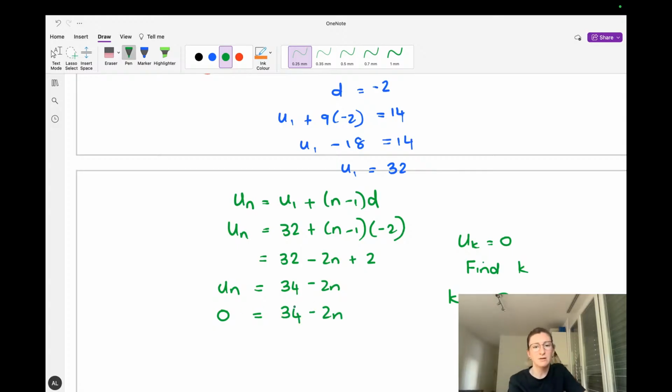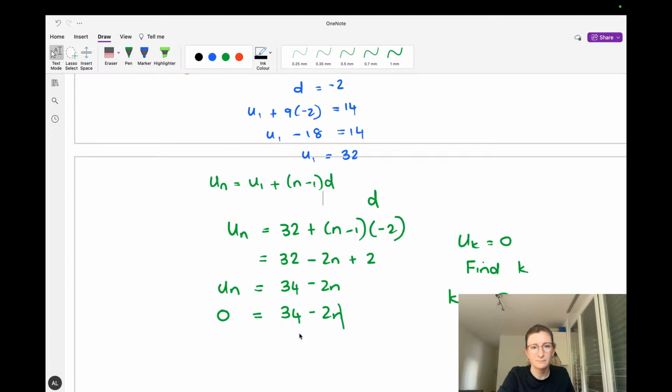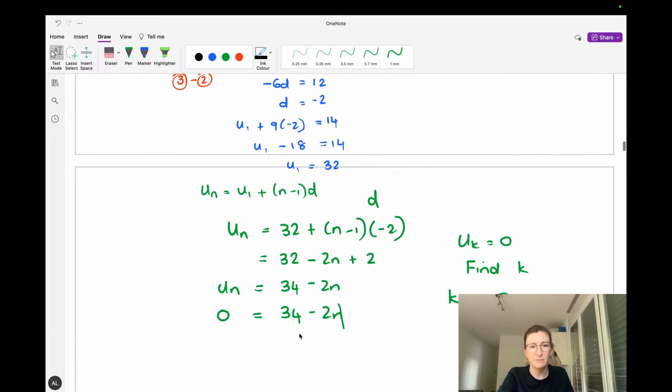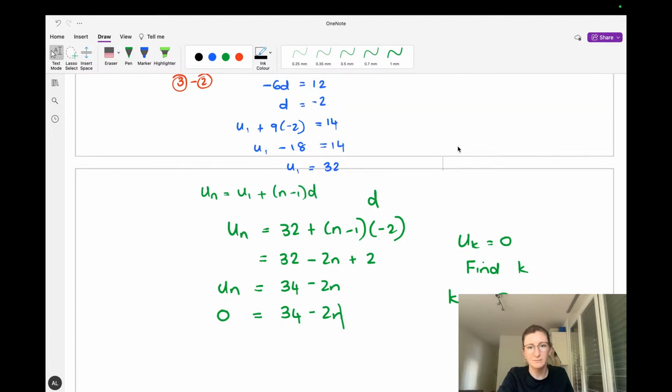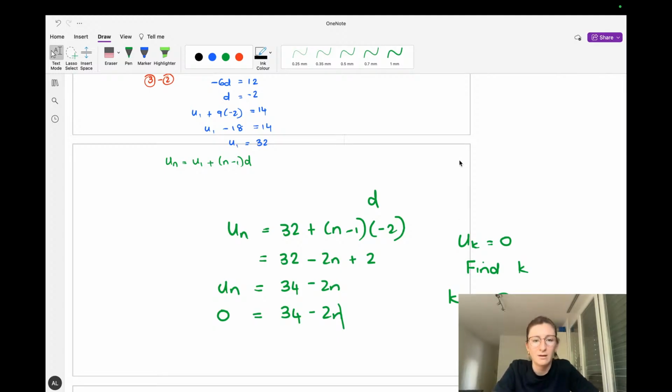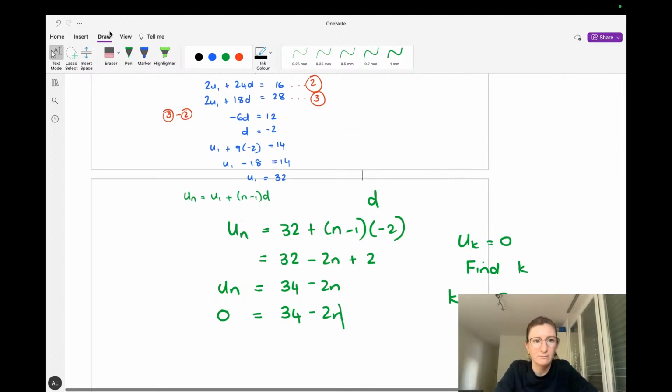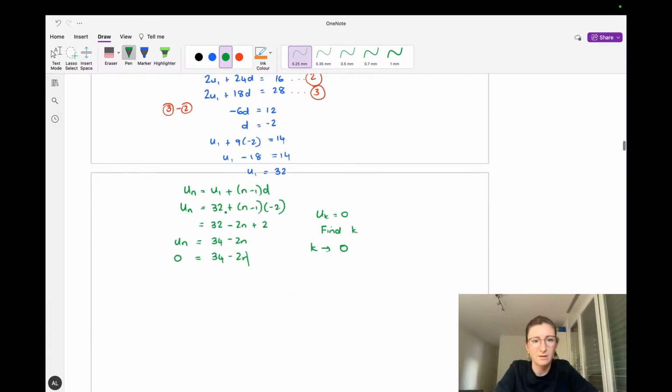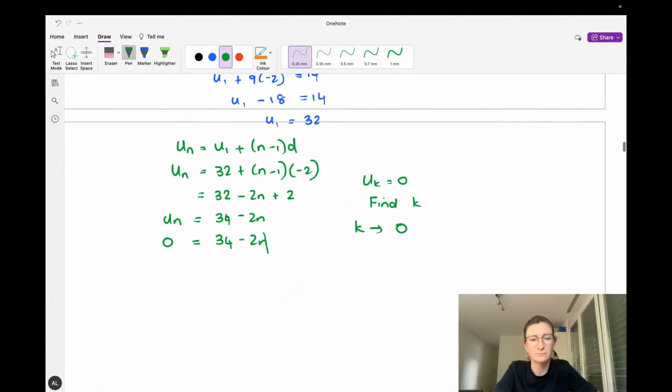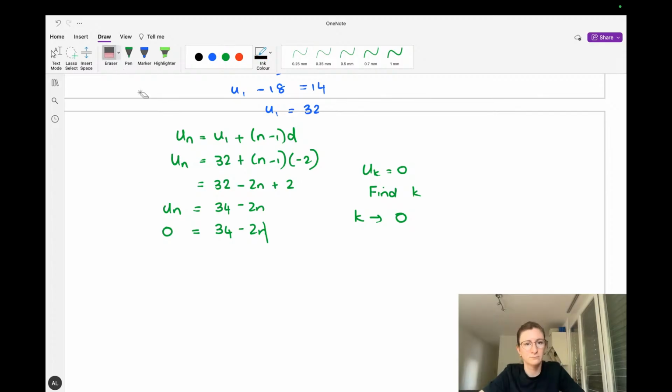So setting it equal to 0, we can solve for n, but I should actually write k. Ooh, hello? How weird. Sometimes it has a bit of a moment. It'll catch up with itself in a second. And we can solve that equation. Let's see if I do that maybe. There we go. Oh, sneeze.